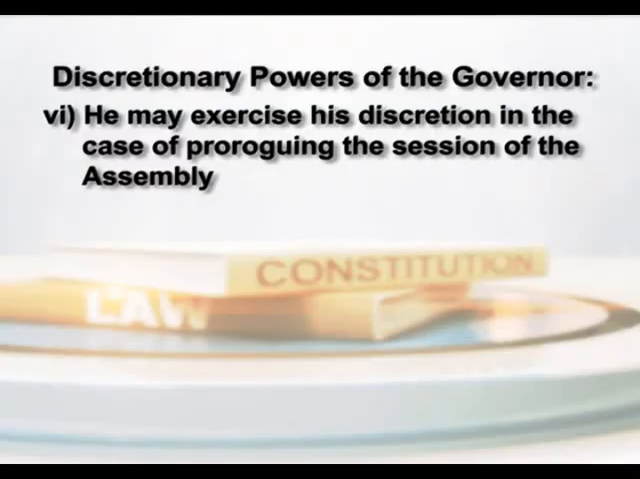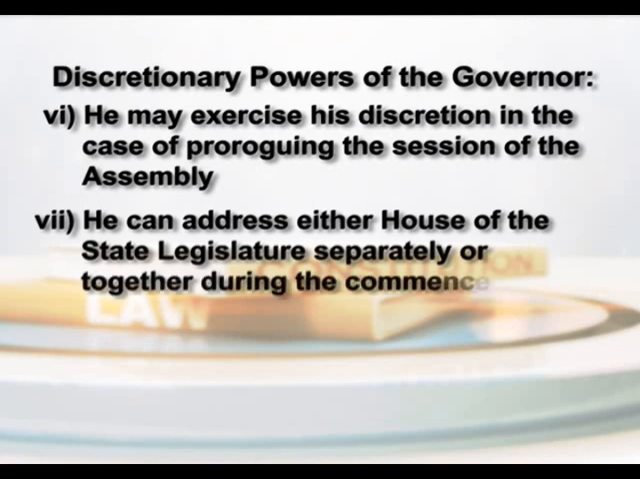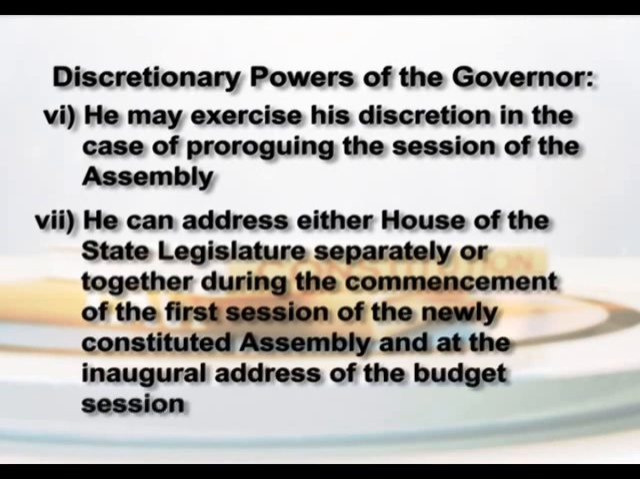Seventhly, another subtle discretion to the governor seems to be available through the provisions under Article 175, Section 1 of the Constitution, which envisages that the governor can address either house of the state legislature separately or together, in addition to delivering special addresses at the commencement of the first session of a newly constituted assembly after fresh elections and the inaugural address in the budget session.